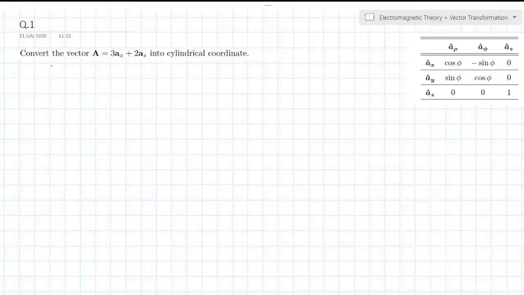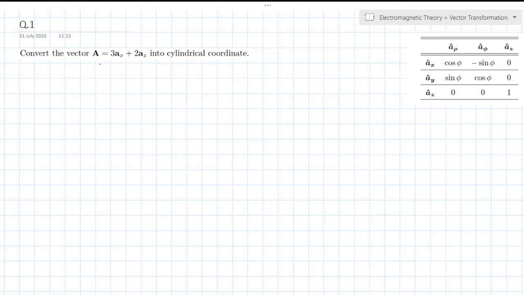As promised, I am here with a video on solving two numericals about vector conversion. We'll solve two questions. One will be small and easy, and the other will not be difficult, but it will be a little bit lengthy and it will have 2 or 3 parts. So let us see this first question.